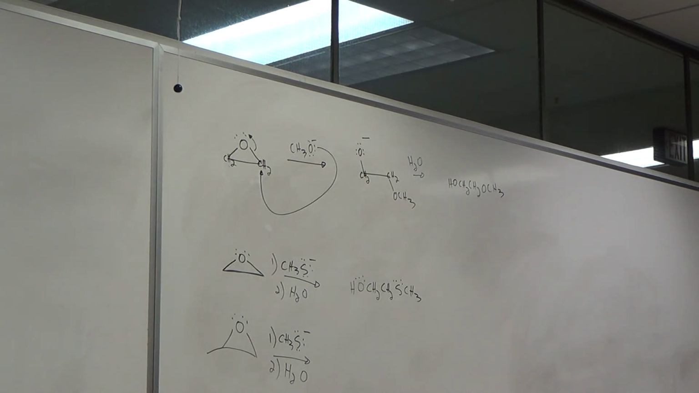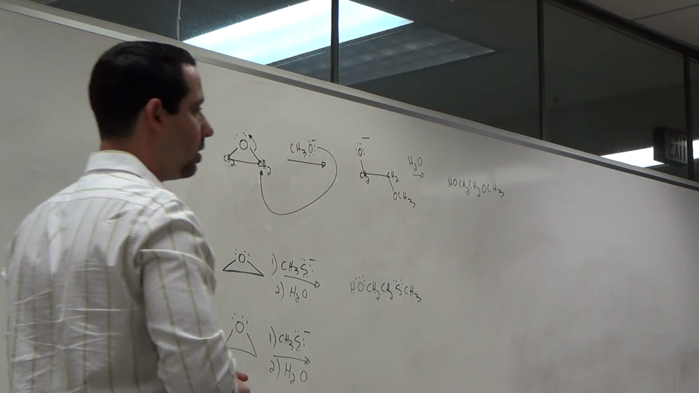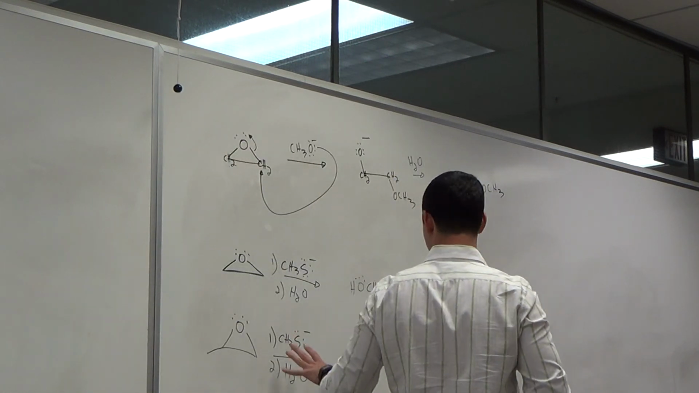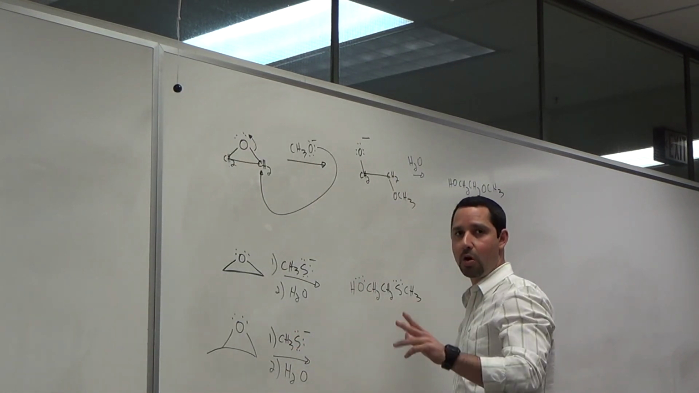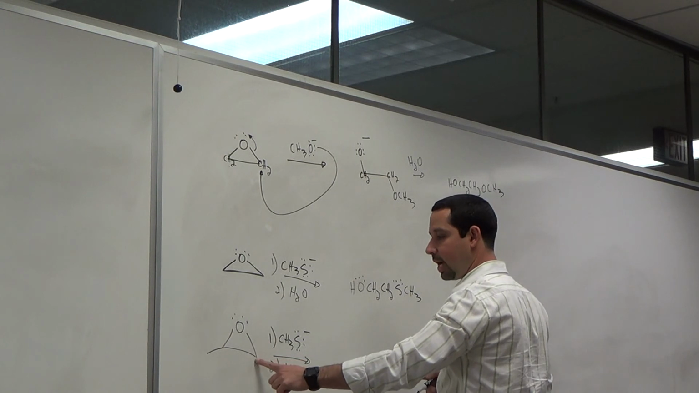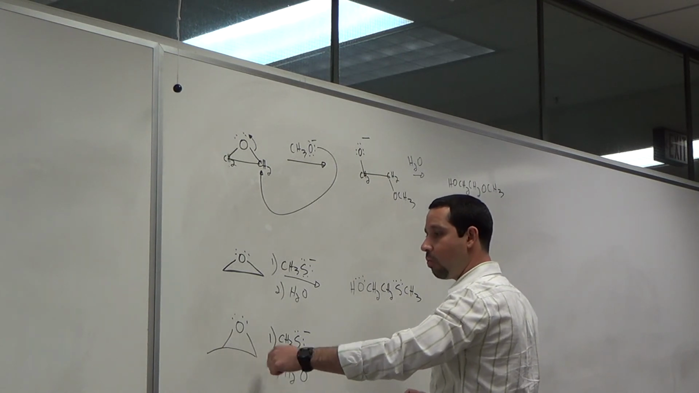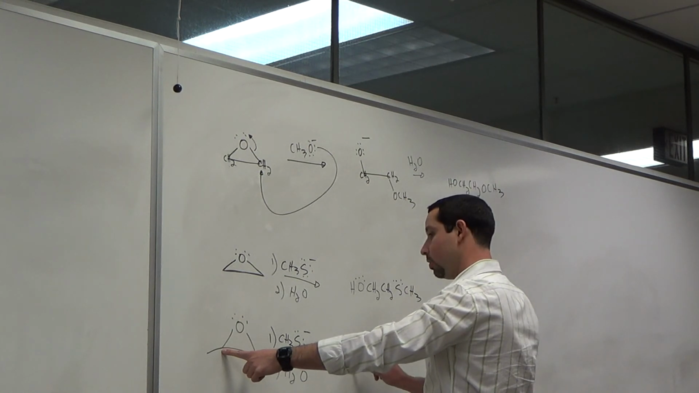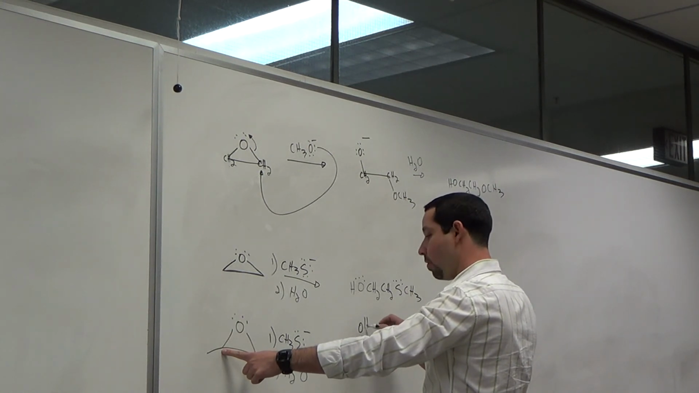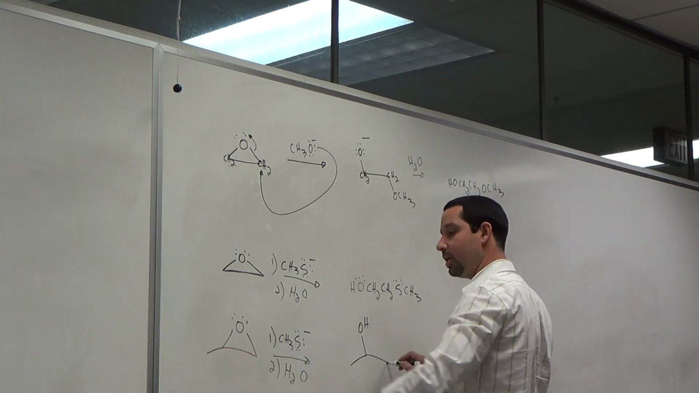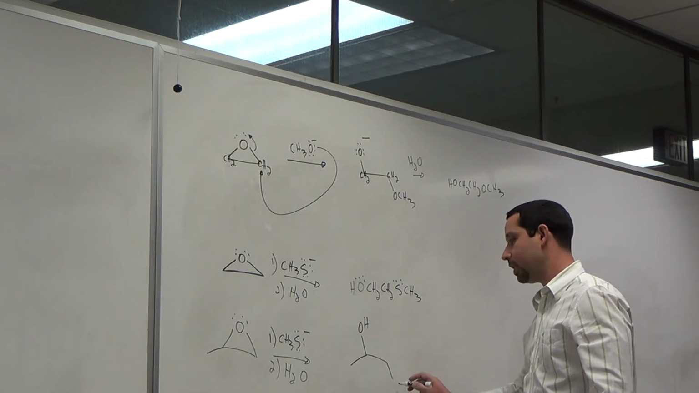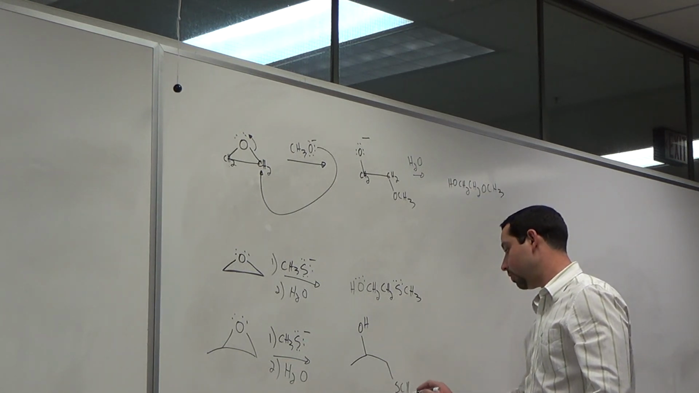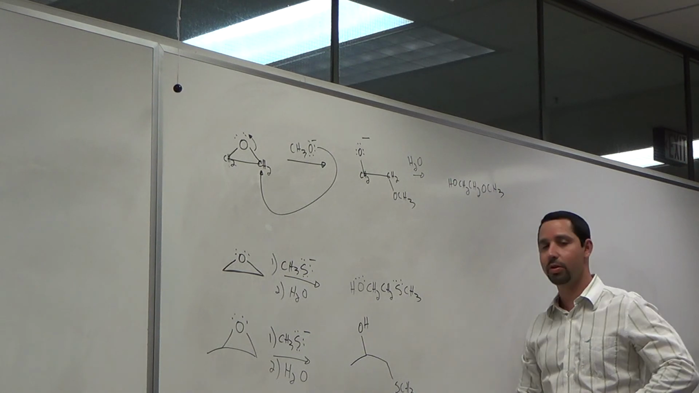Where is it going to be the attack? On the right side, at the less hindered part. So right, the attack will be here. So the alcohol will open up that way. The alcohol will be here on this carbon. So I'm going to say alcohol there, then this, and then this sulfur with the CH3. Is that what you have?